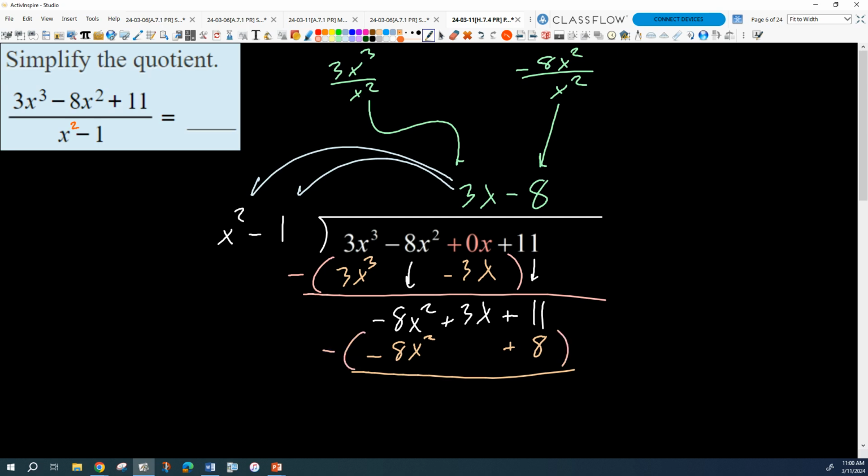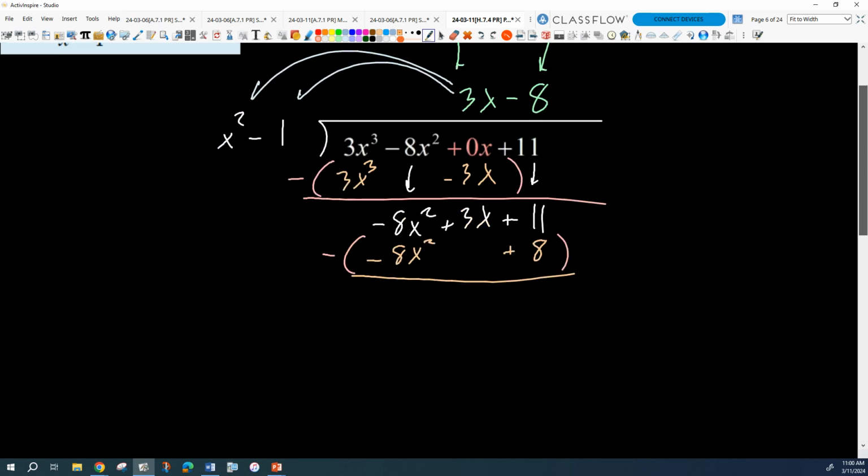Subtract the whole thing as a quantity in parentheses and just subtract vertically. Cancel. What do I do here? Bring it down. And 11 minus 8. 3. Oh, positive 3. Okay, now what? Can I go further? You can put it in a fraction and simplify it. Good. I can't go further because now the power of x inside is less than the power of x outside. That's when I know I'm done. So this becomes my remainder.